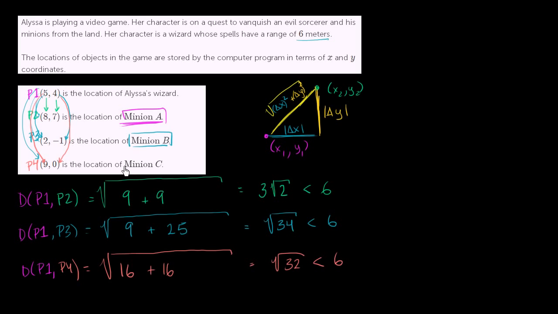So she can get at all of the minions. They're all within 6 units of her. Now, which of these is the furthest away? Well, we simplified this, but we could write this as the square root of 18. The square root of 18 is clearly the smallest out of the square root of 18, the square root of 32, and the square root of 34. So minion A is the closest, and minion B, the square root of 34, is the farthest.